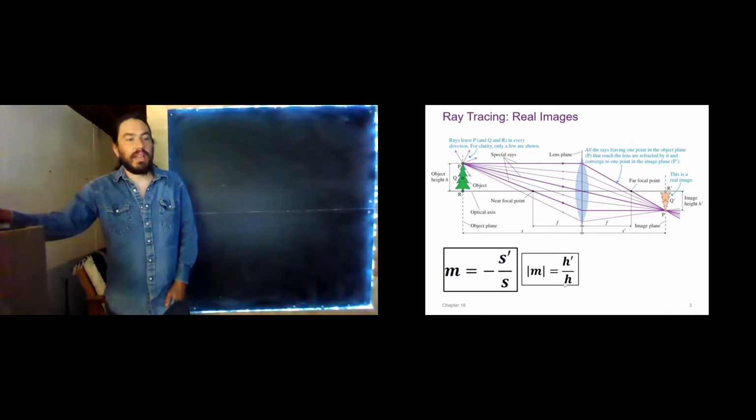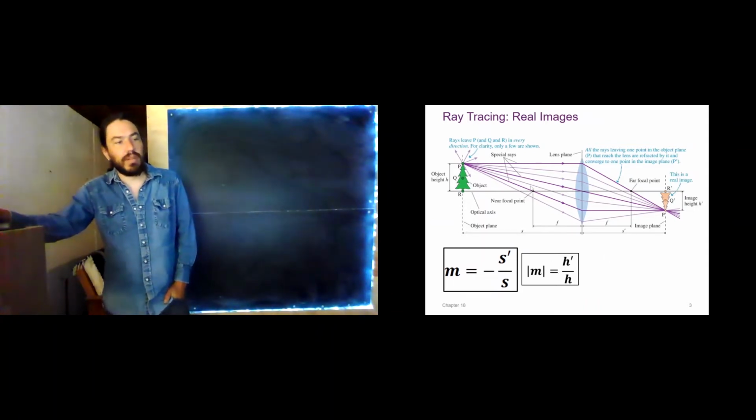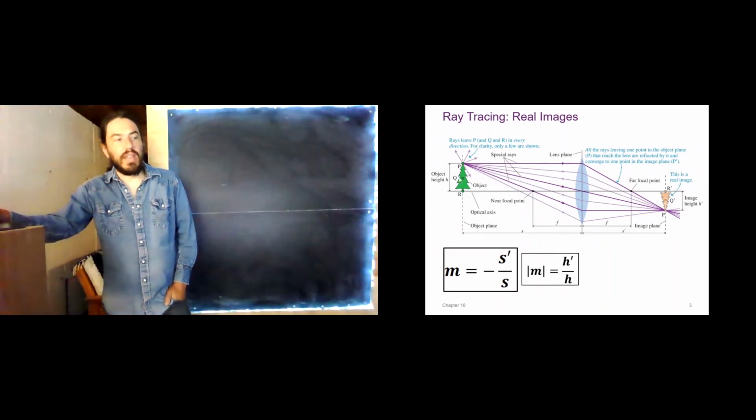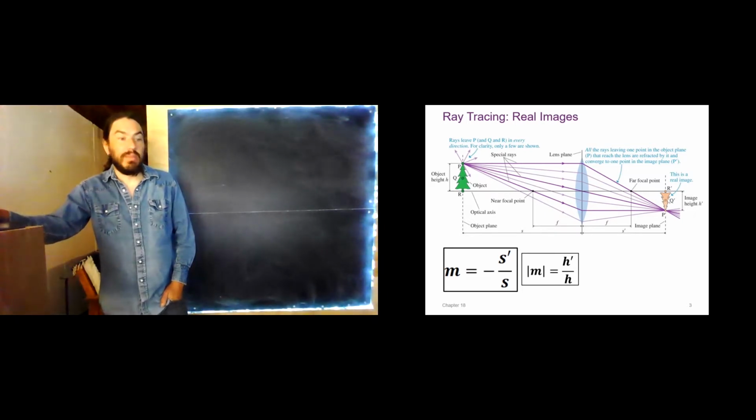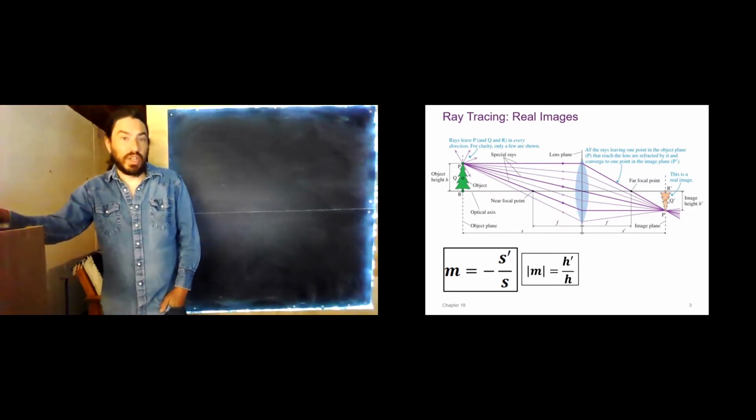We can also calculate the magnification, and the magnification is simply a ratio of the heights. So a magnification of 1 would say that the object and the image were the same height. A magnification of 2, for example, would mean my image was twice as large as my object.